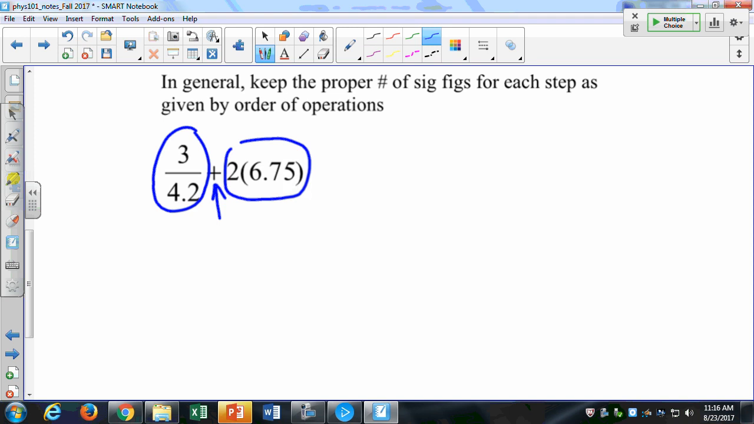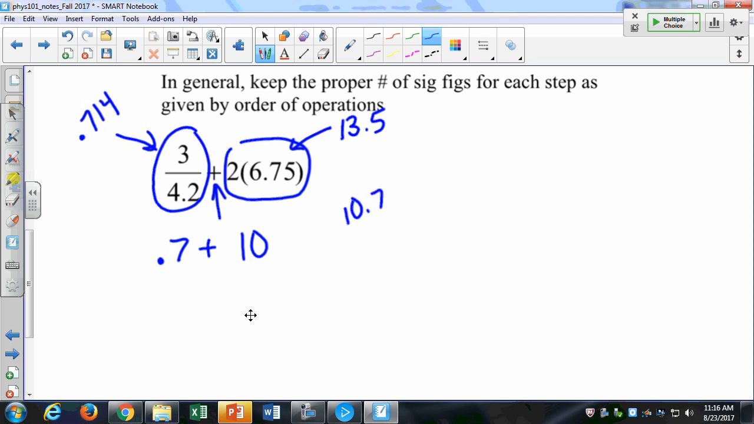So 3 over 4.2. If I do this in my calculator, this is 0.714, but I would just write it as 0.7, plus 2 times 6.75. If I do this, I get 13.5, but I just keep one significant figure, so I'll write 10. And then I would add those two together. If I added them together, I'd get 10.7, but keeping no decimal places, I would write the answer as 11. So that would be the right answer there.